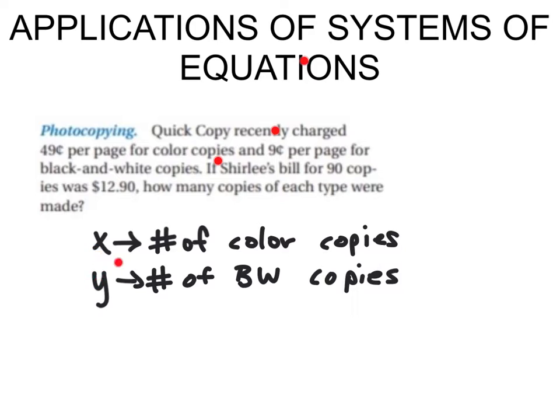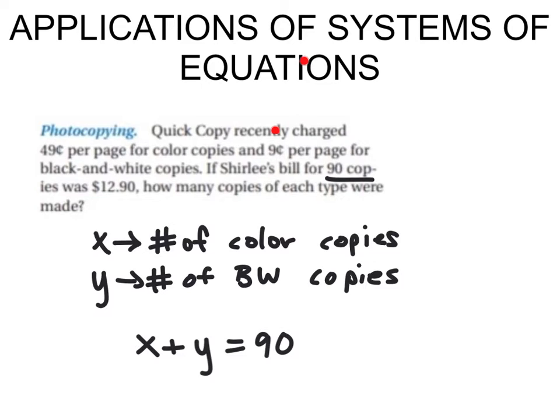So that's what I've got. I've created two variables, because I want to know how many color copies and how many black and white copies there are. Now here's what I know. If I take the number of color copies and add that to the number of black and white copies, I have a total of 90 copies.